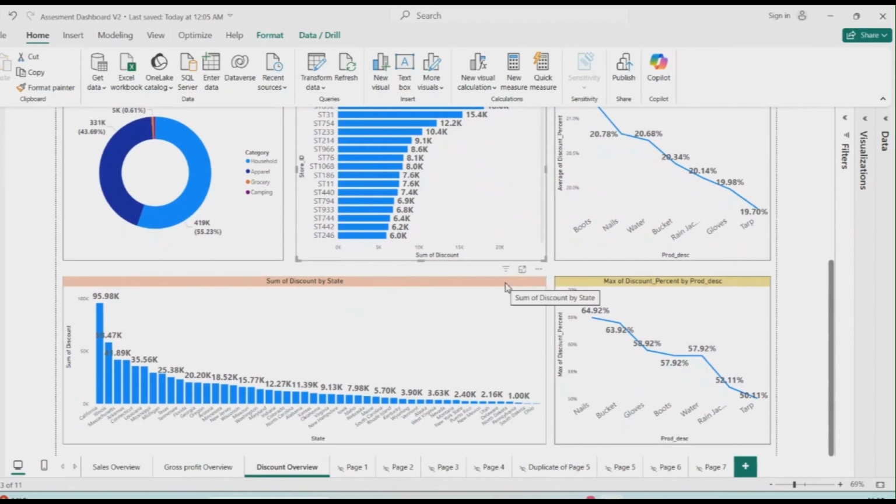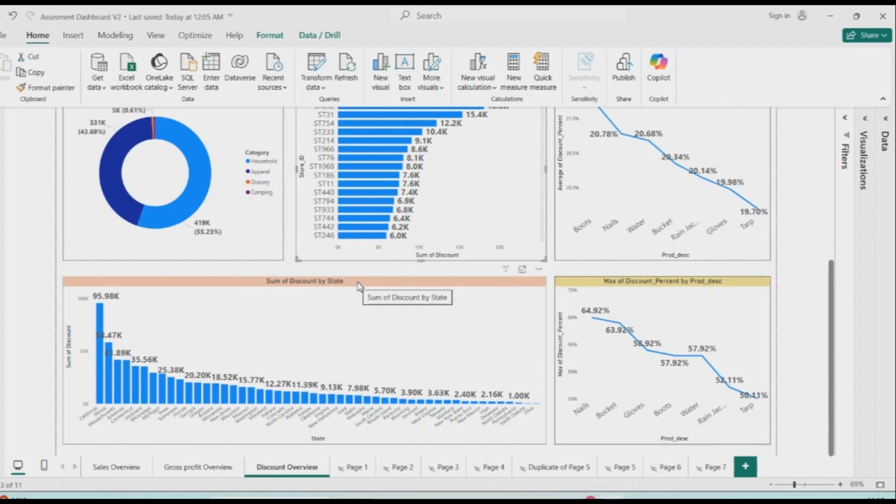If I go to the last two charts, we have the discount by state, showing from which state the maximum discount was offered. So California is there. It may be because the sales or revenue generated from California is highest, and that's why the number shows accordingly here. So if I click on California, I can clearly see these are the stores, the top ones, and ST788 is part of the California state.